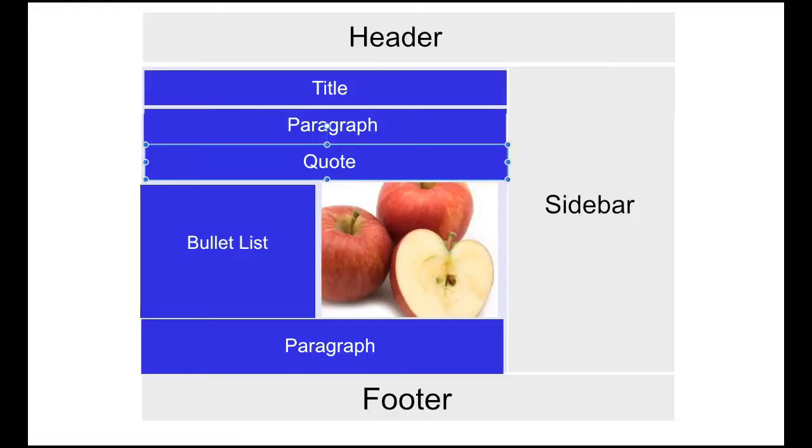In this video, I want to show you the basics of the Gutenberg editor and how you can build pages using blocks. As an example, we're going to take this structure where we have a title at the top, a paragraph, a quote, a bullet list, and an image side by side, and then a paragraph at the bottom.